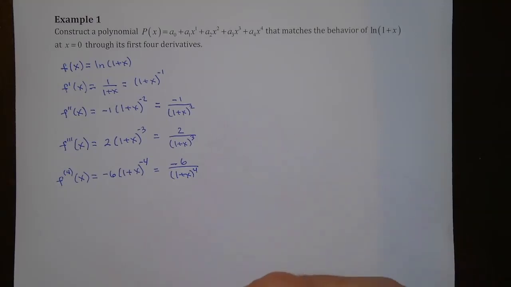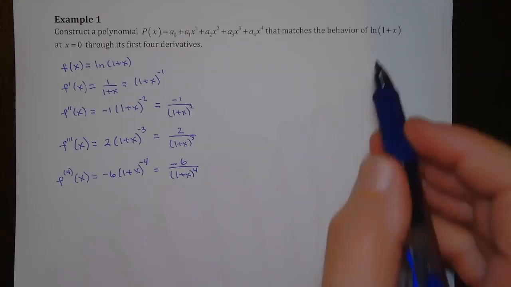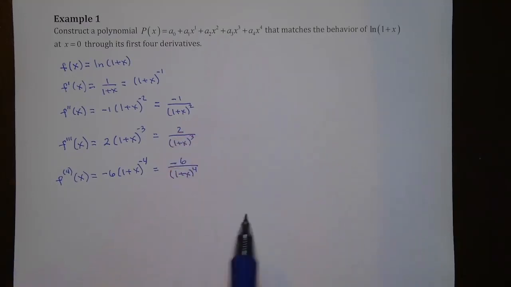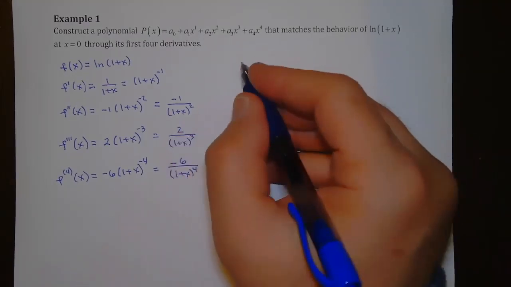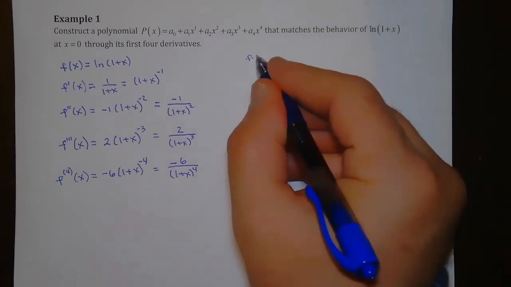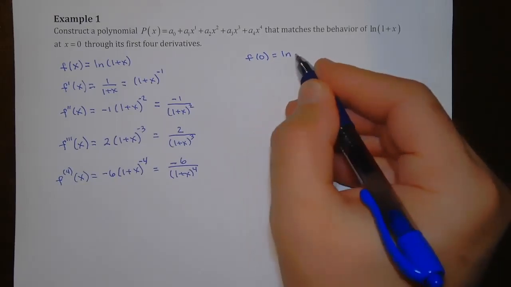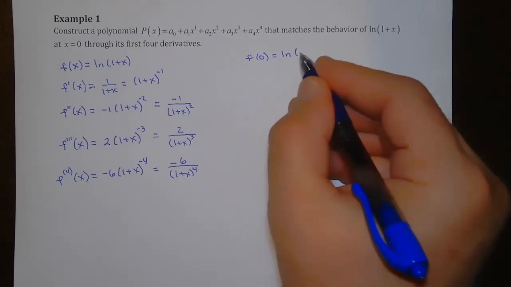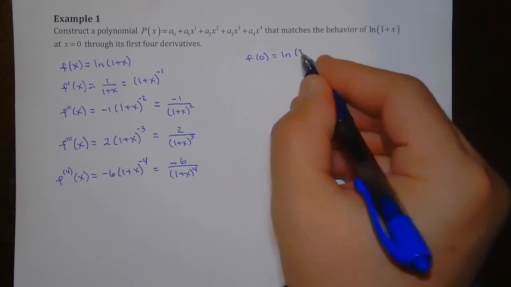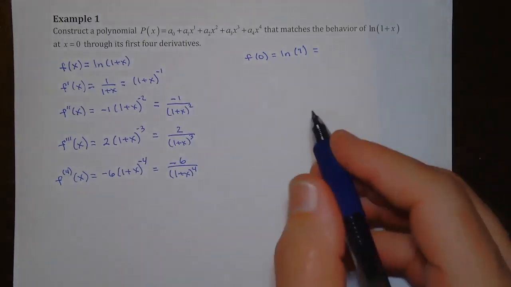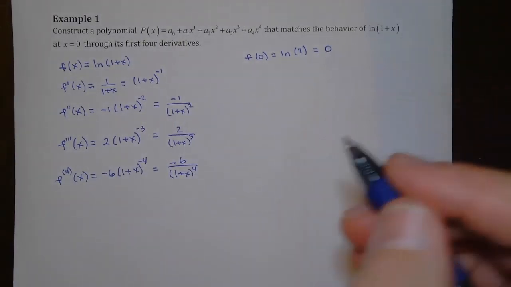Before, we were given the derivatives, you know, p of 0 is this, and p prime of 0. This is a little bit different. We're trying to match this function, not the polynomial. So we want to create a polynomial that's the same as this one. So we're going to find what is f of 0. Okay, so f of 0 would be the natural log of 1 plus 0, which would be 1, and that would be 0.